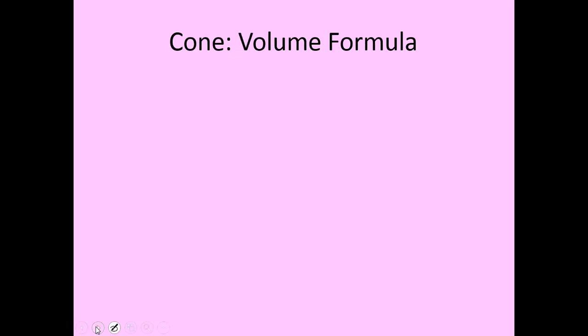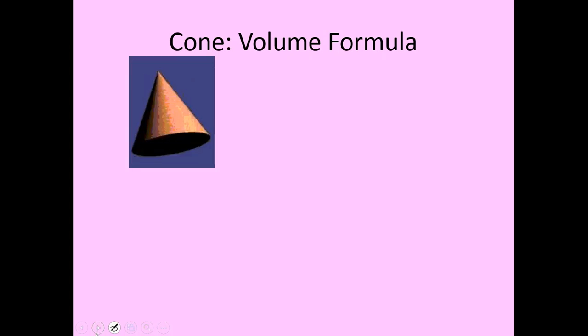Okay, now how can we adjust our formula for volume then? So using our previous knowledge when we talk about cones and their volume, we're going to revert back to what we already know about pyramids. And pyramids have a volume formula of 1/3 area of the base times the height. So 1/3 area of the base times the height.